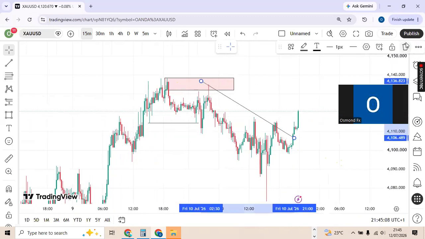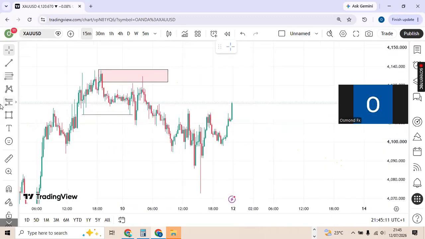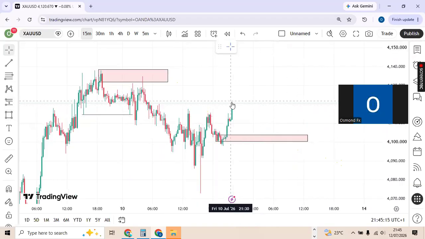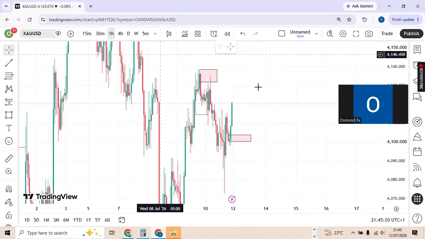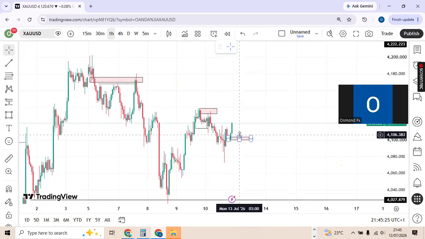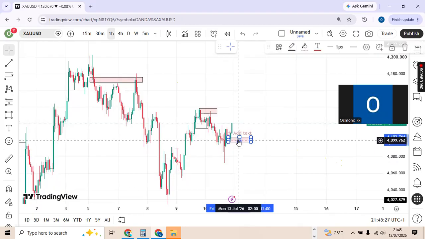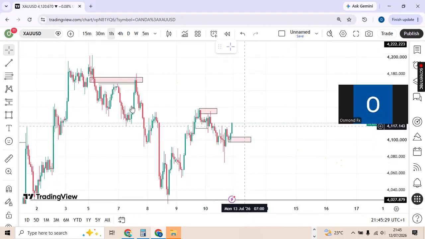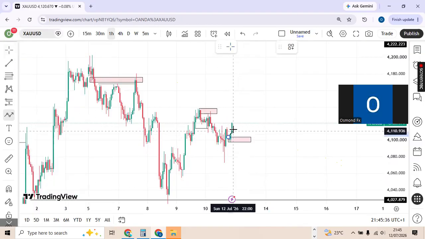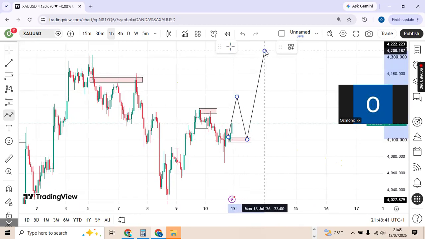So let me just give you guys a quick analysis. I'll be expecting more buys from gold. All right. I'll be expecting the market to maybe retrace a little bit to this area for me to buy. Yeah, exactly. So I'm expecting the market to maybe retrace to this area. Yeah, maybe see a break of structure, come back, continue buying.